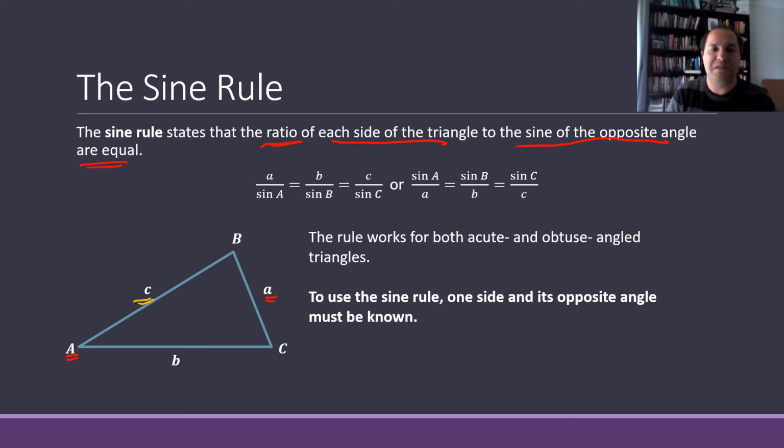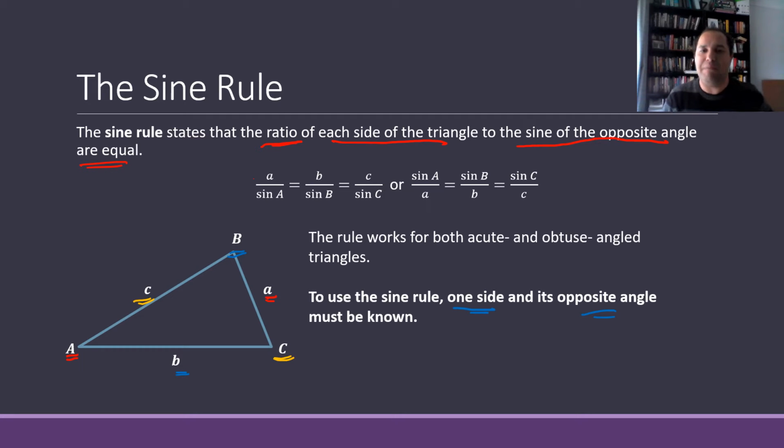And that means we can use this formula to work out sides or angles, as long as we know the length of one side, and we know the opposite angle. If we don't have that opposite angle and side that we know the value of, then we need to use another rule. But if we do know the values of that opposite angle side pair, just one matching pair, we can use the sine rule.